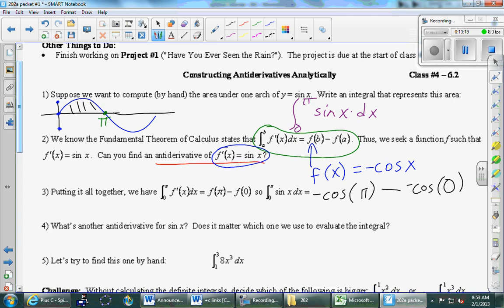Everybody see what we did? We have our antiderivative. We have the original f, it's negative cosine. We plug in the pi, plug in the 0, and subtract. Every time it's a subtract.